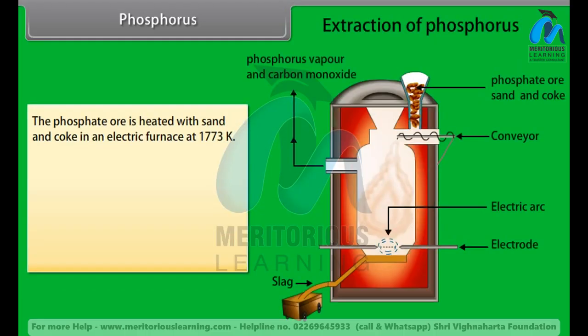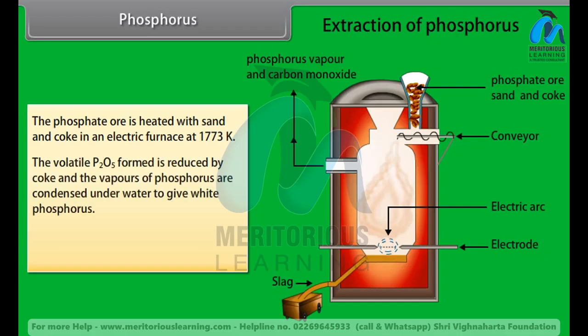The phosphate ore is heated with sand and coke in an electric furnace at 1773 Kelvin. The volatile P2O5 formed is reduced by coke, and the vapors of phosphorus are condensed under water to give white phosphorus.